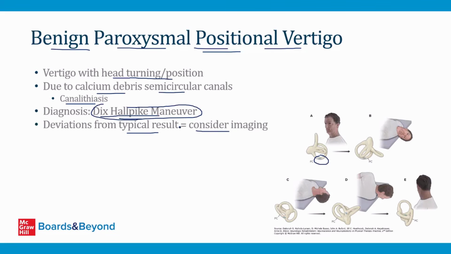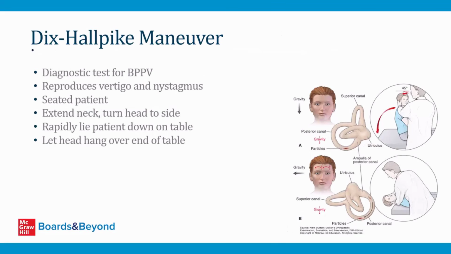But if you do that and you get some strange result that doesn't fit, then you have to have a heads up that that's a red flag that the patient could have a central cause of vertigo, and they may need imaging in order to look at the brainstem and rule out things like strokes and tumors. Okay, so let's talk about the Dix-Hallpike maneuver. So this is a diagnostic test for BPPV, and the goal of this test is to reproduce vertigo and nystagmus in the patient.